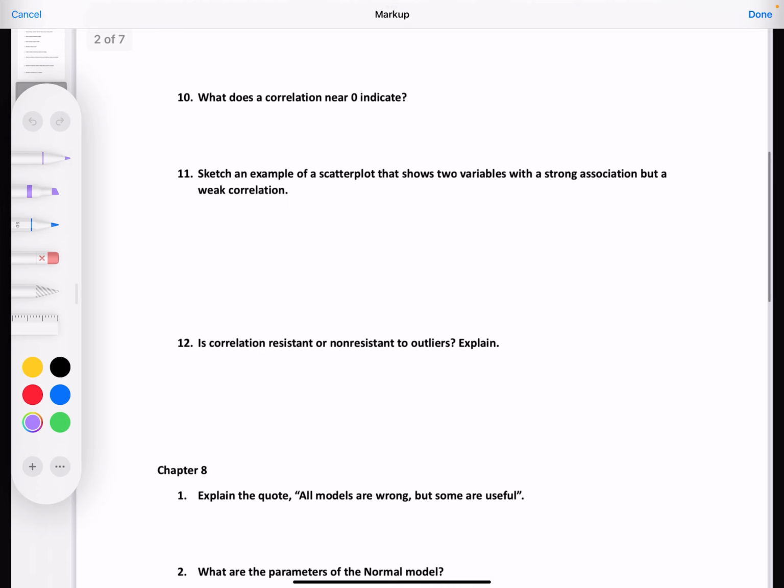All right. What does a correlation near 0 indicate? Weak or no evidence of linear association. Yeah. No linear correlation. Or very weak linear correlation.